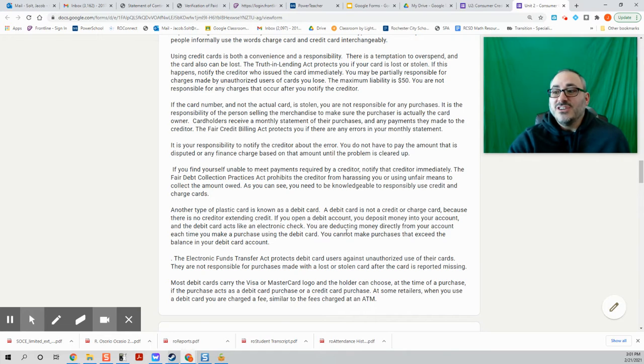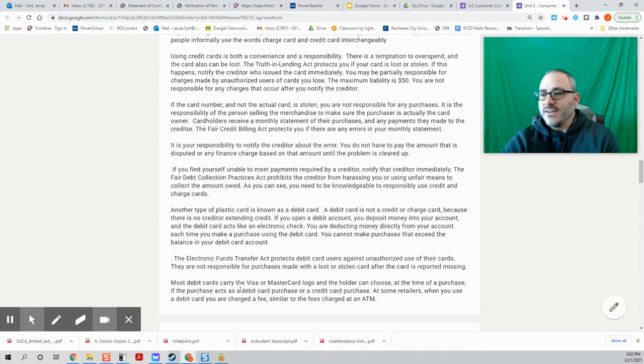When you use a debit card, you are deducting money directly from your account each time you make a purchase. You cannot make purchases that exceed the balance in your debit account. This is why a debit card is not a charge card or a credit card, because there's no creditor extending you credit. You're literally just using money in your own account. The Electronic Funds Transfer Act protects debit card users against unauthorized use of their cards. They are not responsible for purchases made with a lost or stolen card after the card is reported missing.